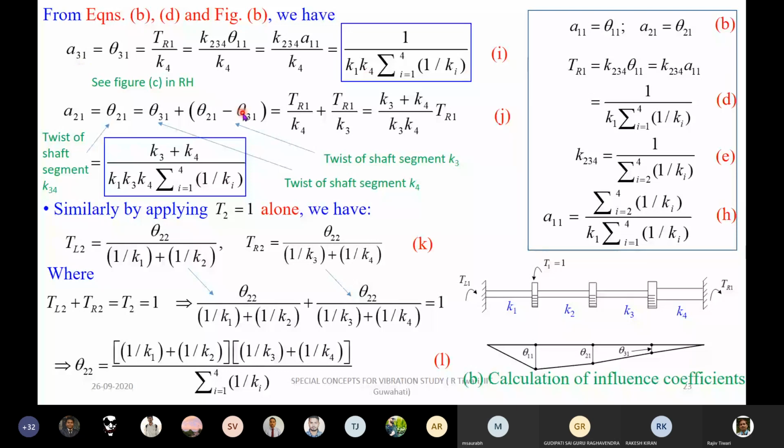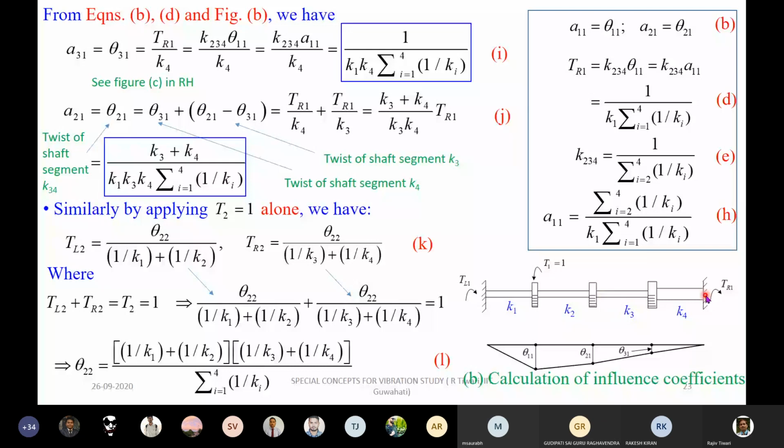Now I will take up the next stiffness coefficient, that is A21, which is related to theta 21. So theta 21 is the displacement of this. Now you see the displacement of this can be represented as the torque at the right side divided by the equivalent stiffness of these two shaft segments.